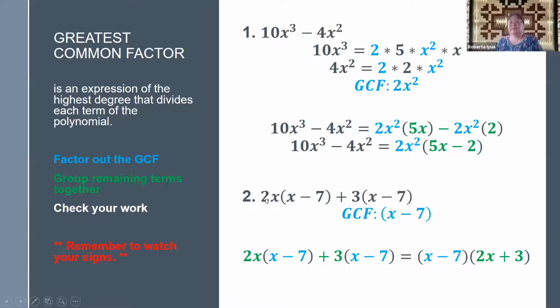In this second example, it's 2x times x minus 7 plus 3 times x minus 7. My greatest common factor is x minus 7 because it's in the first term and it's in the second term. Factored that out, x minus 7 times 2x plus 3. In this first example, to check your work, you distribute the 2x squared to each term. In the second example, you would check your work using the FOIL method.